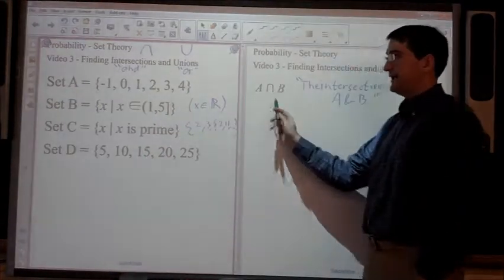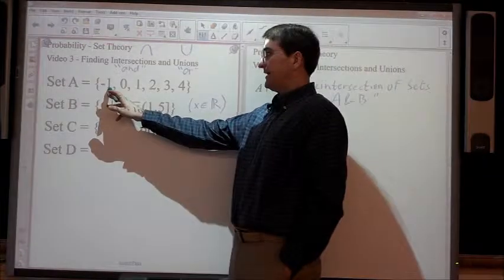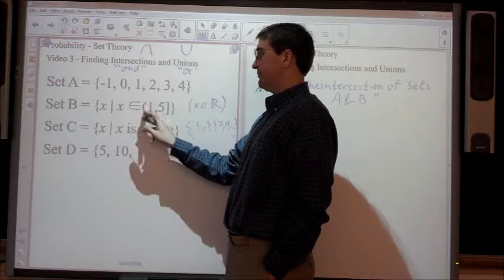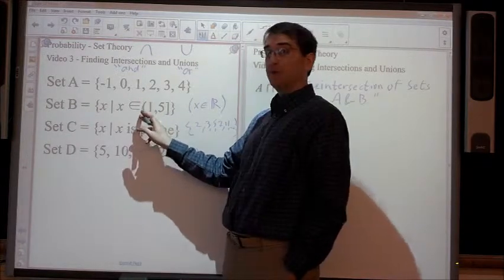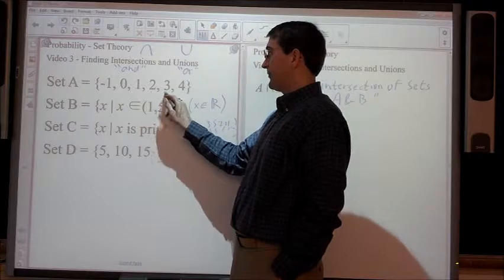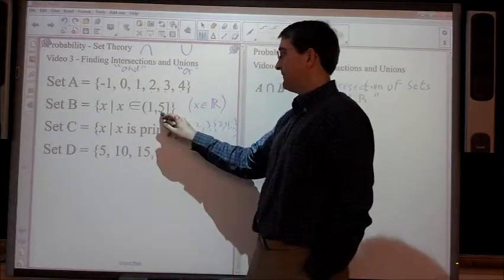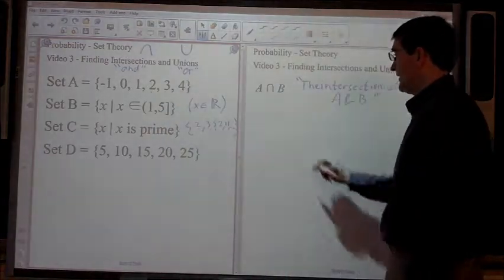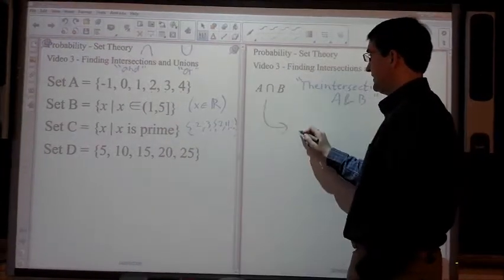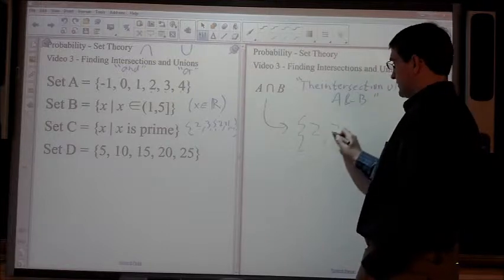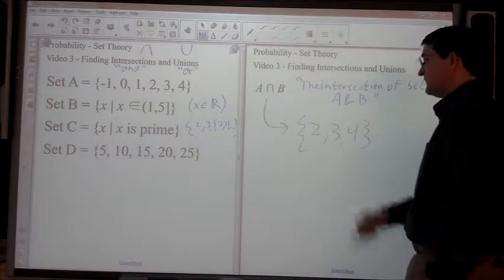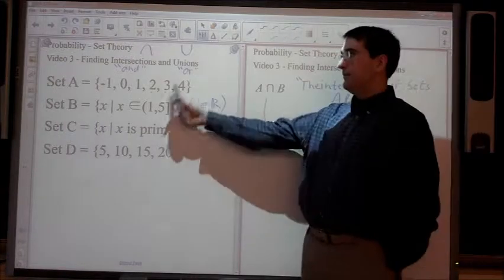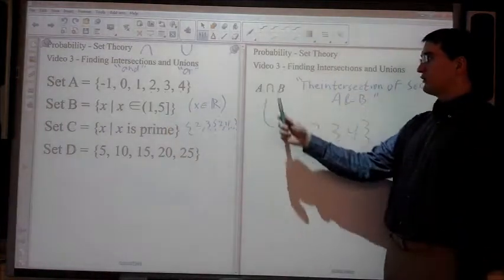Well, -1 and 0 obviously are not in the interval, and neither is 1. Keep in mind that the parenthesis means that it's not including the 1. The 2 is, the 3 is, the 4 is. The 5, which was included in set B, is not in set A. And so the intersection of sets A and B is the set 2, 3, and 4. That list of numbers, because 2, 3, and 4 are in both sets. That's an overlap, an intersection, and so that's our answer.